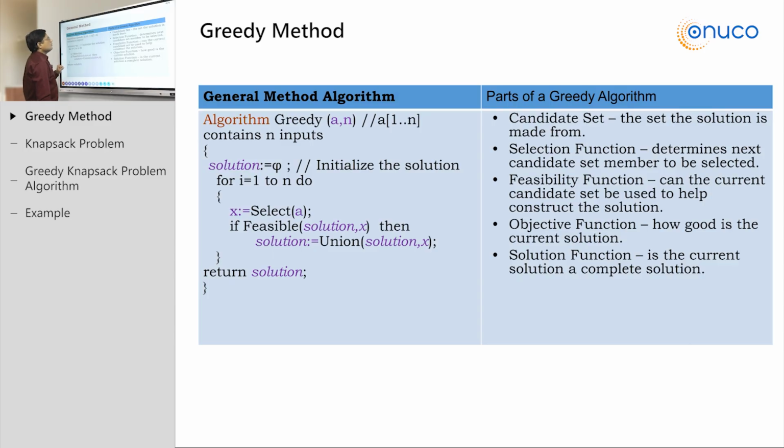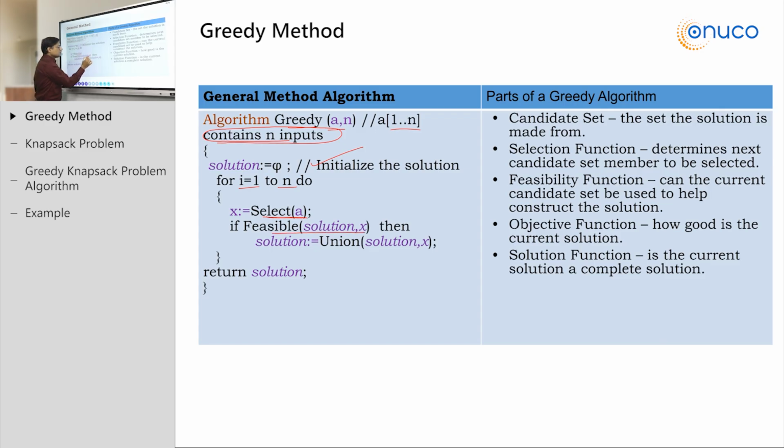Let us see what points are to be considered. Remember, when you are talking about the greedy method, say we have A, where A is an array of n elements, right? And the input size is n. Initially we don't have any solution, so solution is equal to empty set. Now we are going to check for i equal to 1 to n possibilities: x is equal to select(A). If I have selected x from A, then we check whether this is a feasible solution, right?